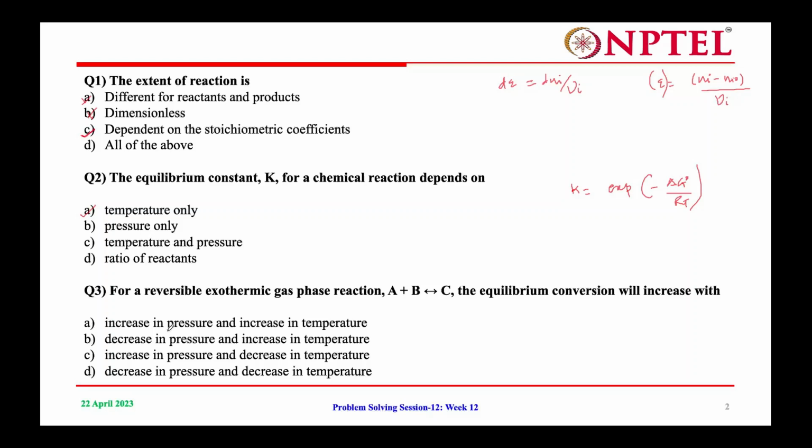Now question 3: for a reversible exothermic gas phase reaction A plus B gives C, the equilibrium conversion will increase with, options given: A, increase in pressure and increase in temperature, and B, decrease in pressure and increase in temperature.